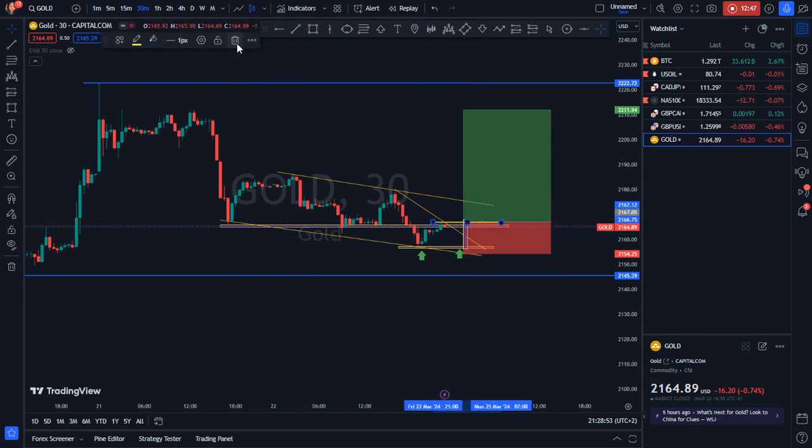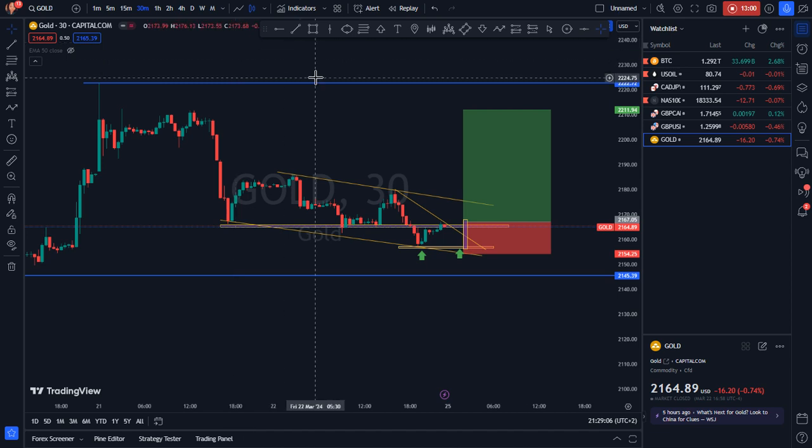So if the market really does come down and gives me some sort of double bottom, and it pushes up with a strong candle and closes above this, I'm going to take this trade and buy. So yeah, it is one of those things.